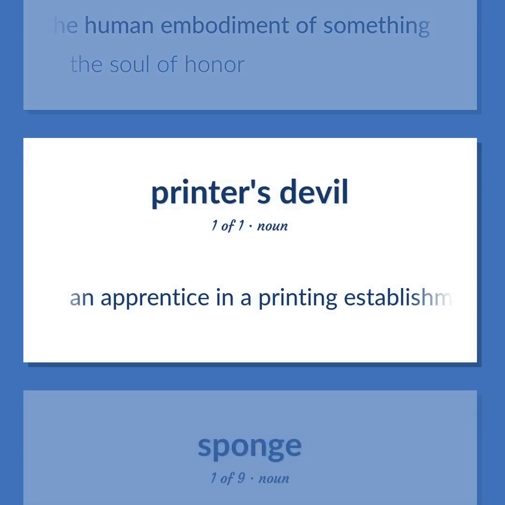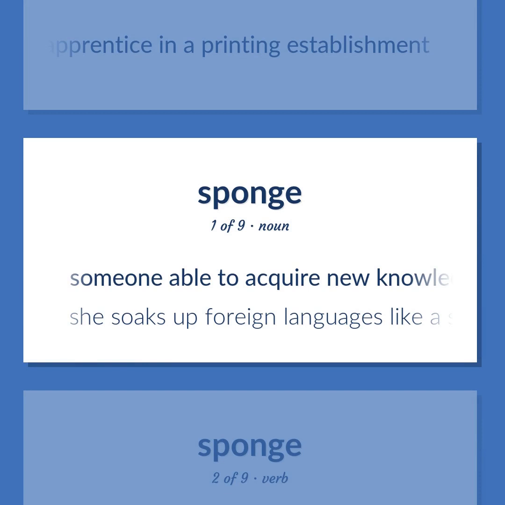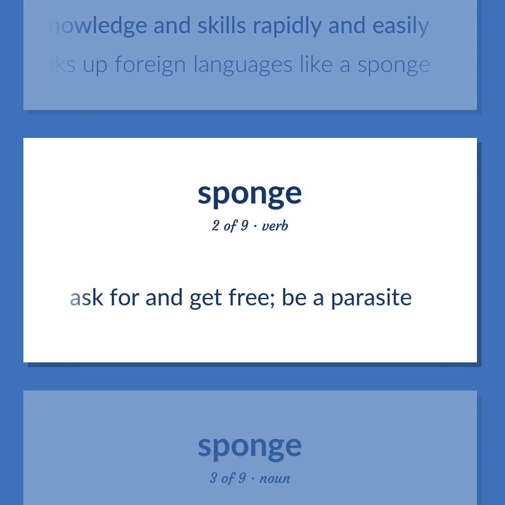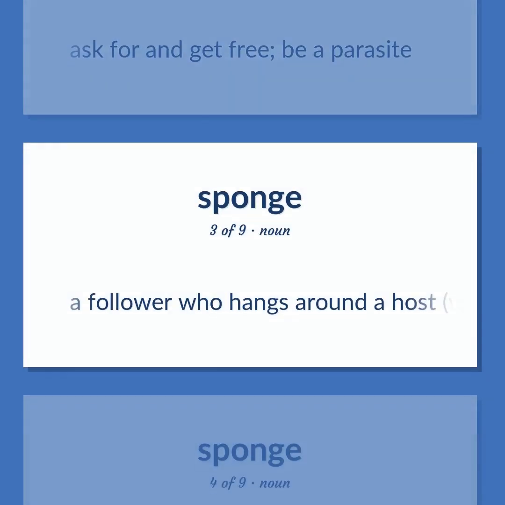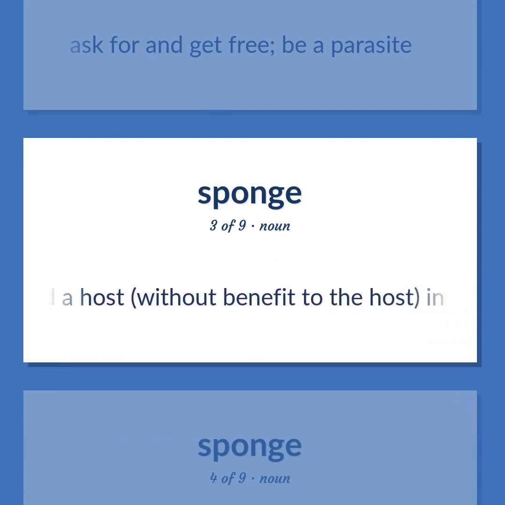An apprentice in a printing establishment. Someone able to acquire new knowledge and skills rapidly and easily. She soaks up foreign languages like a sponge. Ask for and get free. Be a parasite. A follower who hangs around a host, without benefit to the host, in hope of gain or advantage.